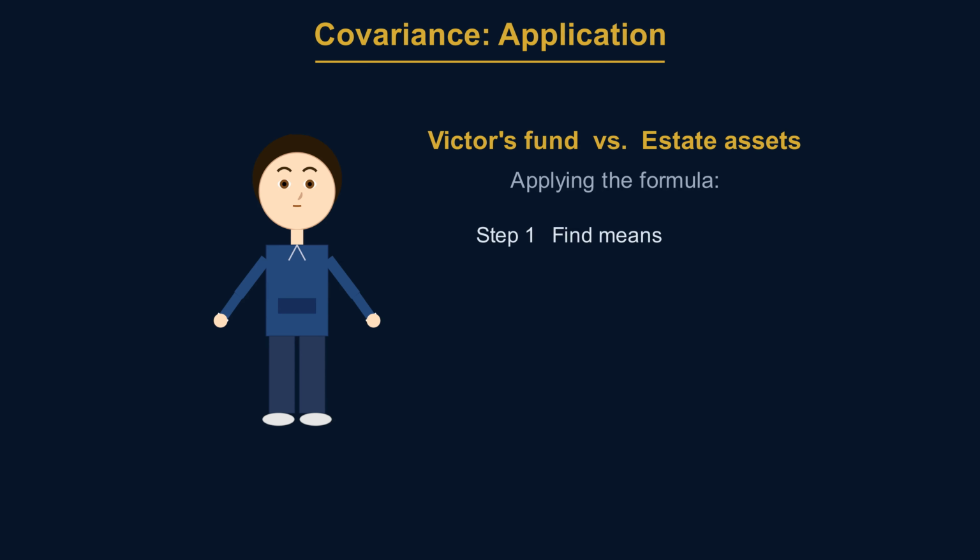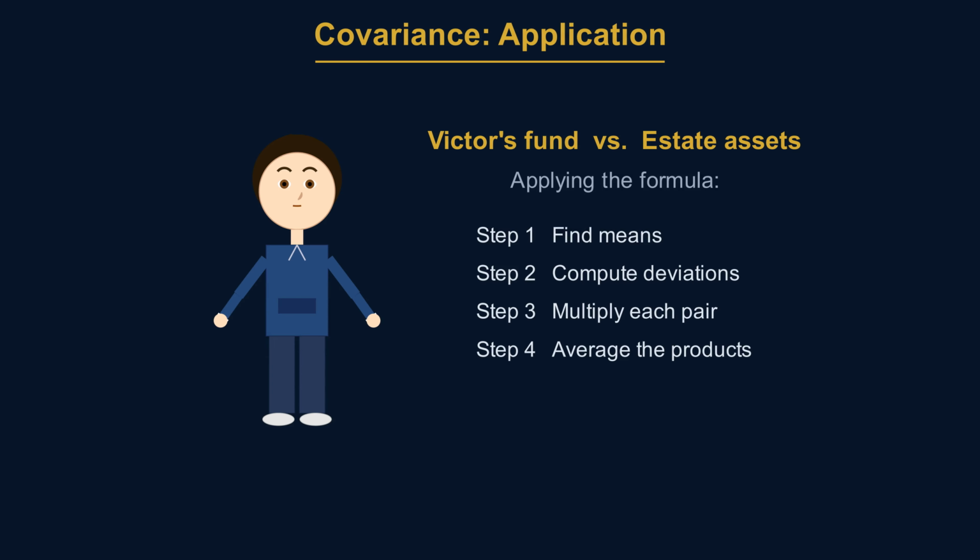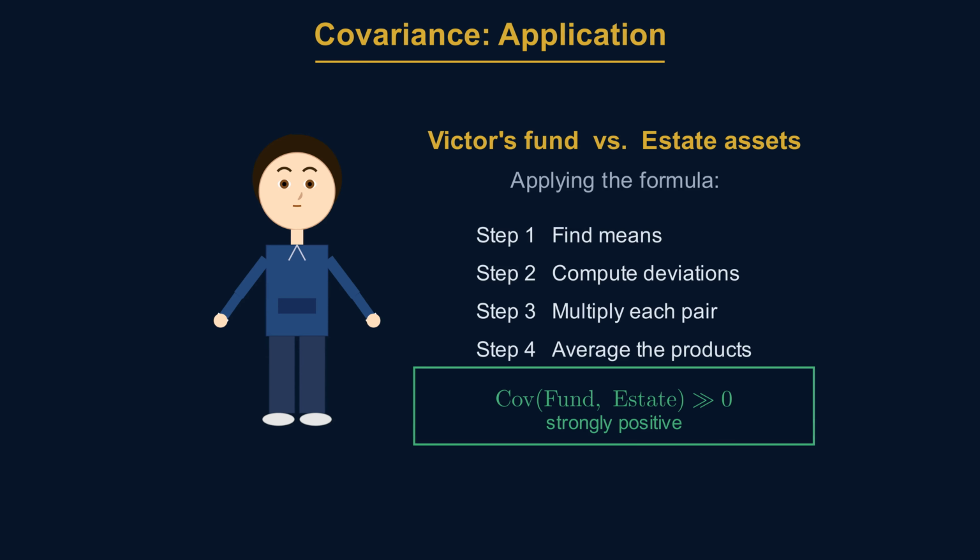He works through the rational quant steps: means, deviations, products. The covariance comes back positive, strongly positive. When Victor's fund was below its average, the estate's other assets were well below their averages too in the same quarters. When the fund was up, everything else tended to be up as well. They weren't two separate misfortunes arriving at the same time. They were the same misfortune, almost as if some hidden force was driving the value of the entire estate down at the same time.